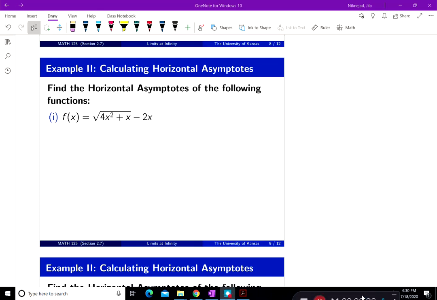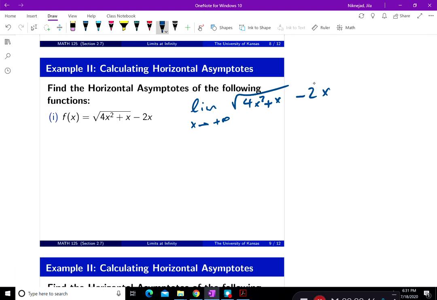So we're back to section 2.7 again, and this time example 2, calculating horizontal asymptote. The difference here is that for this function we'll see very soon that it's not infinity over infinity anymore. Basically, to find the horizontal asymptote, we will have another indeterminate form. And so the first thing that comes to mind, let's calculate the limit as x goes to positive infinity of this. What will happen?